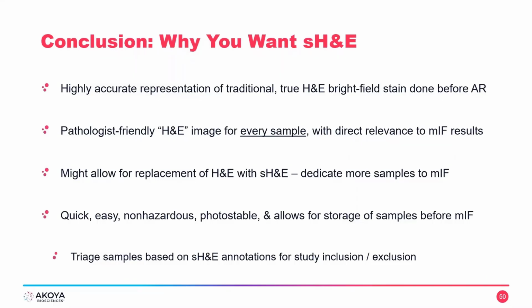In my hands, I've stored samples under organic medium for up to a month and seen no difference across paraffin embedded versus the SH&E stained and stored samples using the same staining method across the two of them at the same time. And finally, you can triage your samples based on the SH&E annotations and the appearance of these things under what would be an H&E representation for inclusion or exclusion in your study and MIF staining.